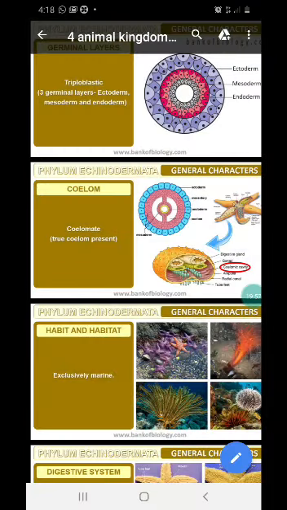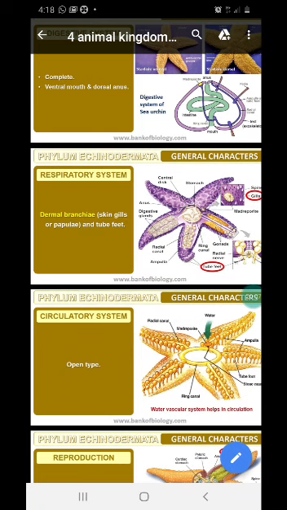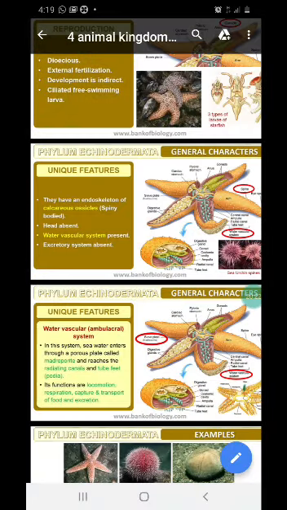These organisms are completely marine, very colorful organisms, completely living at the bottom of the oceans. They have a complete digestive system, that is mouth at the lower ventral surface and anus at the top, dorsal surface. And the circulatory system is of open type. The unique feature of this phylum is the presence of a water vascular system, which helps in movement as well as food capturing as well as circulation inside their body.